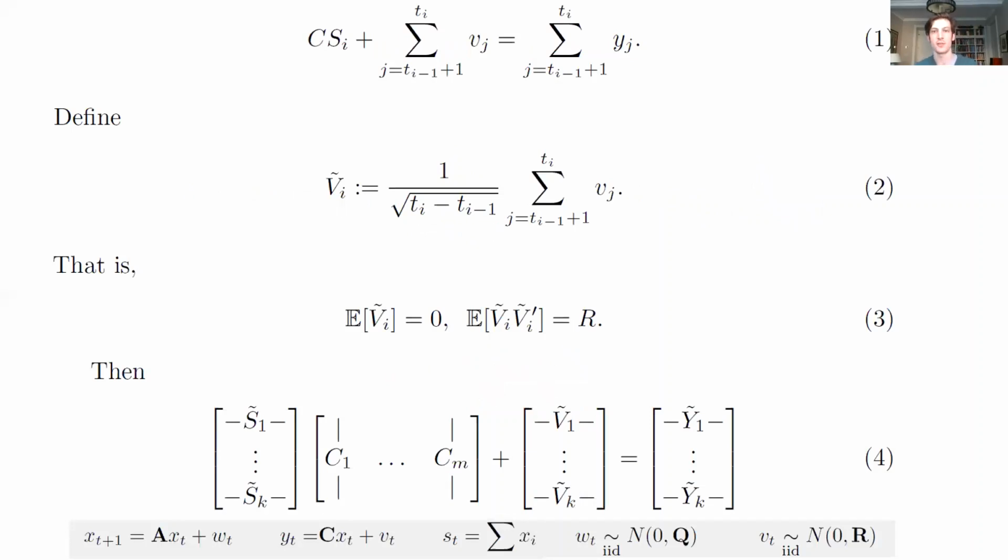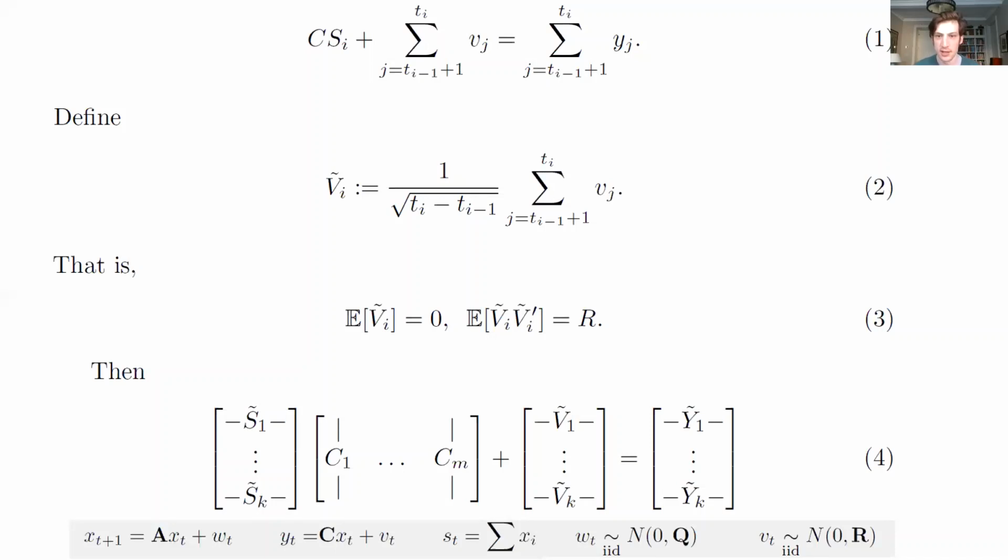Equation 1 follows from the system equations. To get here, we just multiplied the quarterly aggregates by the unknown observation matrix. See, this is like an observation equation of aggregates. So in equation 1, the right-hand side we know, it's the aggregate observations. The left-hand side we have S_i, which we know, that's a quarterly report. There's additive Gaussian noise, which is the sum of IID Gaussian noise, and C is what we're looking for.